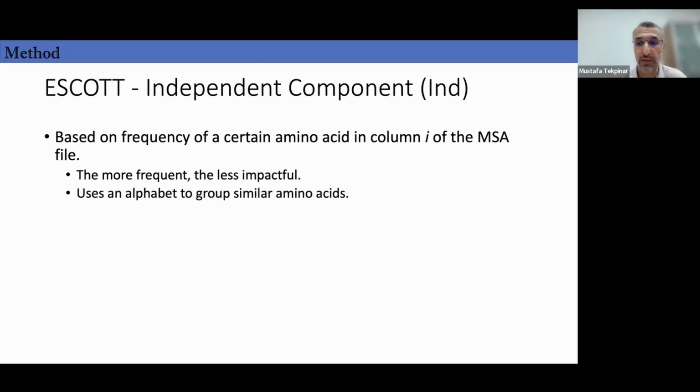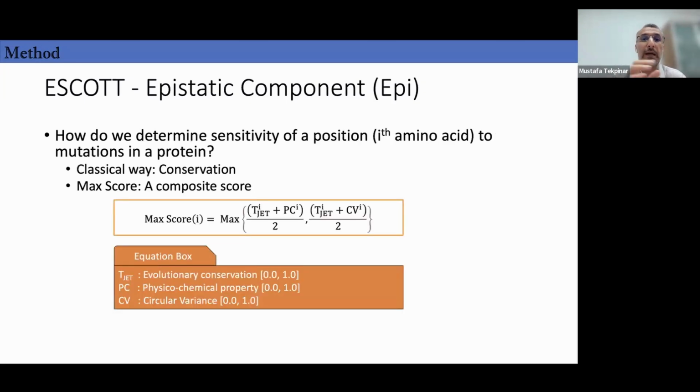This is the independence component. This is the epistatic component. Before starting the details of the epistatic component, I would like to pose a question. Okay, the question is, how do we determine the sensitivity of a position, let's say position I, to mutations in a protein? The classical way, of course, is to check conservation. If it's highly conserved, it's sensitive to mutations. If not, it's not. But here we are not taking the classical approach.